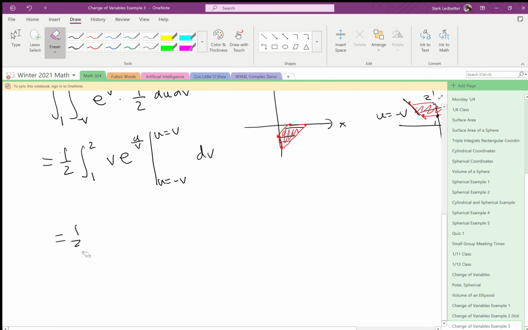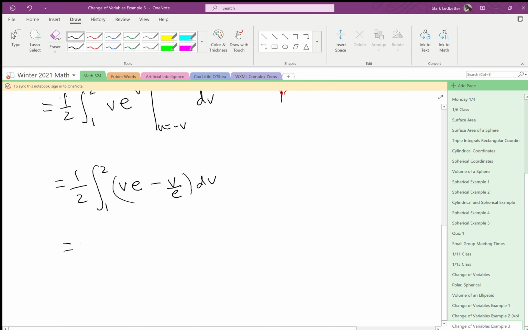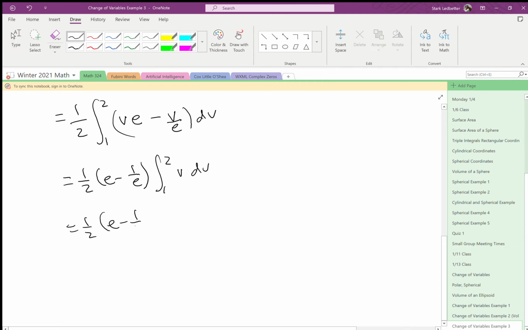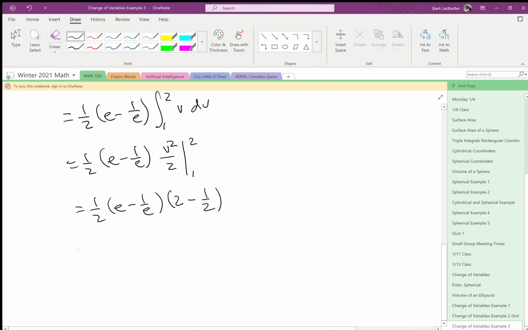So I get 1/2 integral from 1 to 2, and then I'm plugging in bounds. So this is v times e to the 1, right? V over v is 1, minus v times e to the negative 1, so v over e, dv. Okay, so then really I can take a 1/2 (e minus 1 over e) out as a constant, and then I'm just integrating 1 to 2 of v dv. That's good, that's easy. 1/2 (e minus 1 over e), and then this is v squared over 2. Plugging in v goes from 1 to 2, I get 1/2 (e minus 1 over e). This will be 2 minus 1/2 for a total of 3/2 times the 1/2 out there. So 3/4 times (e minus 1 over e).